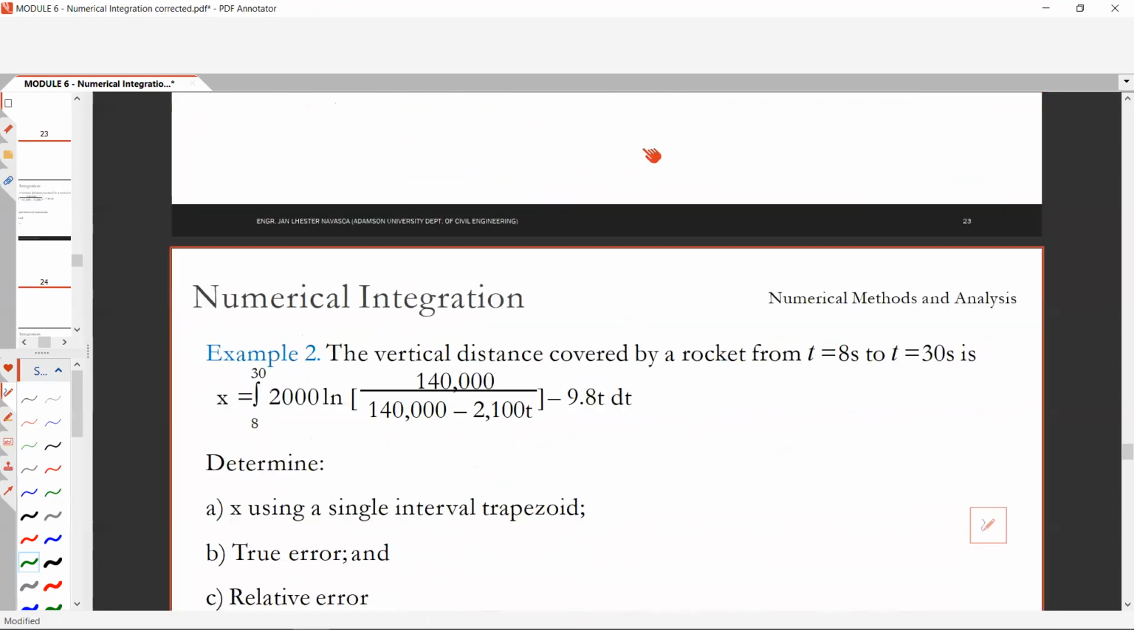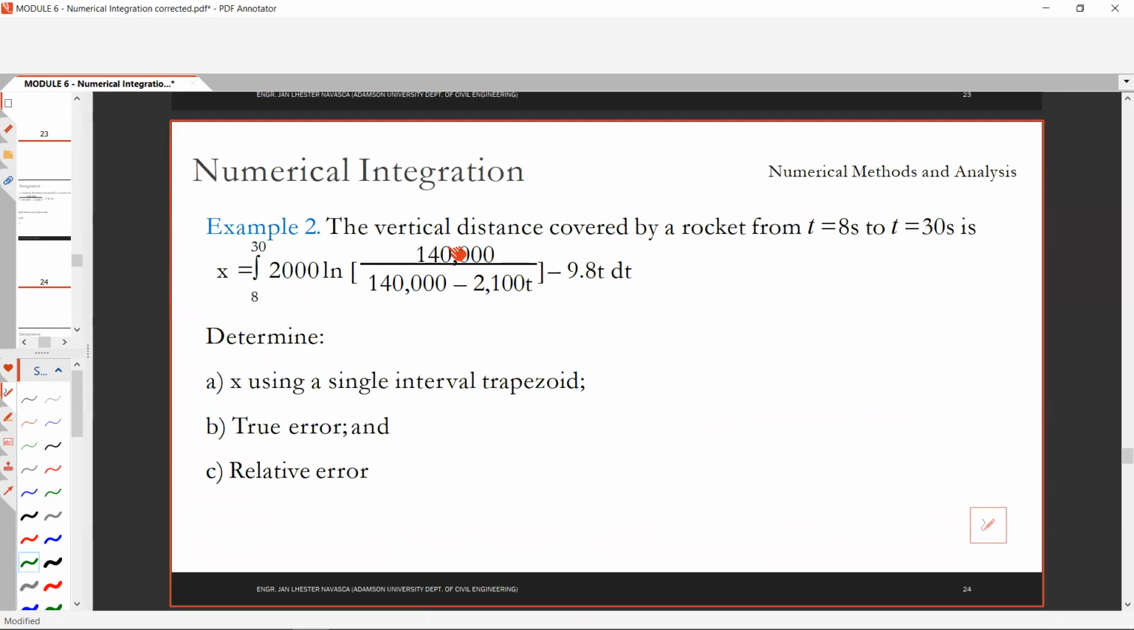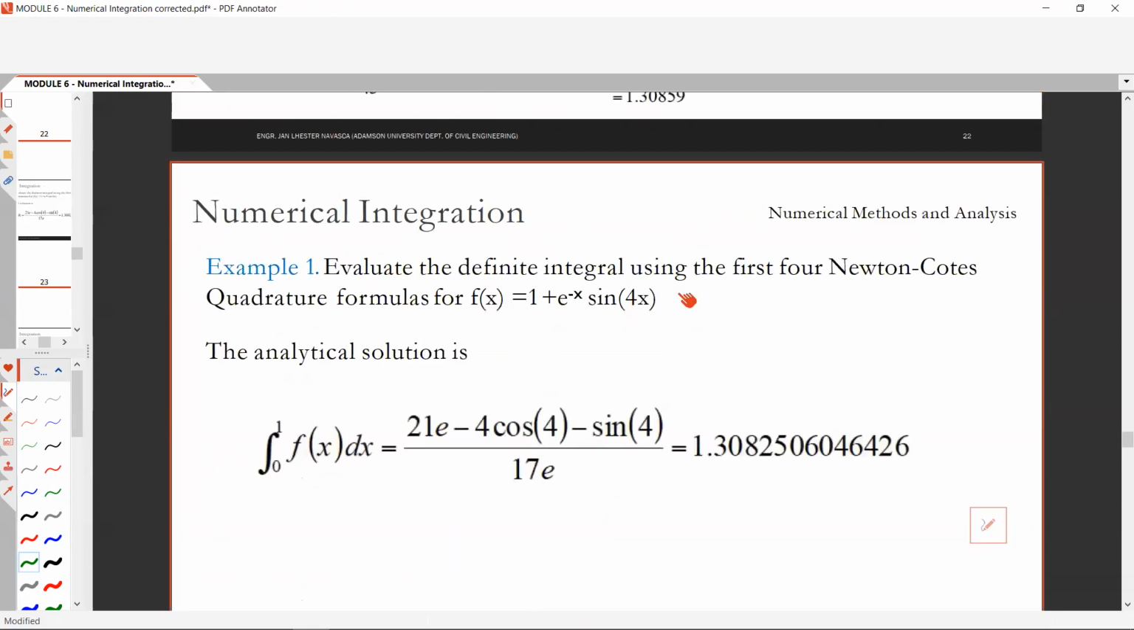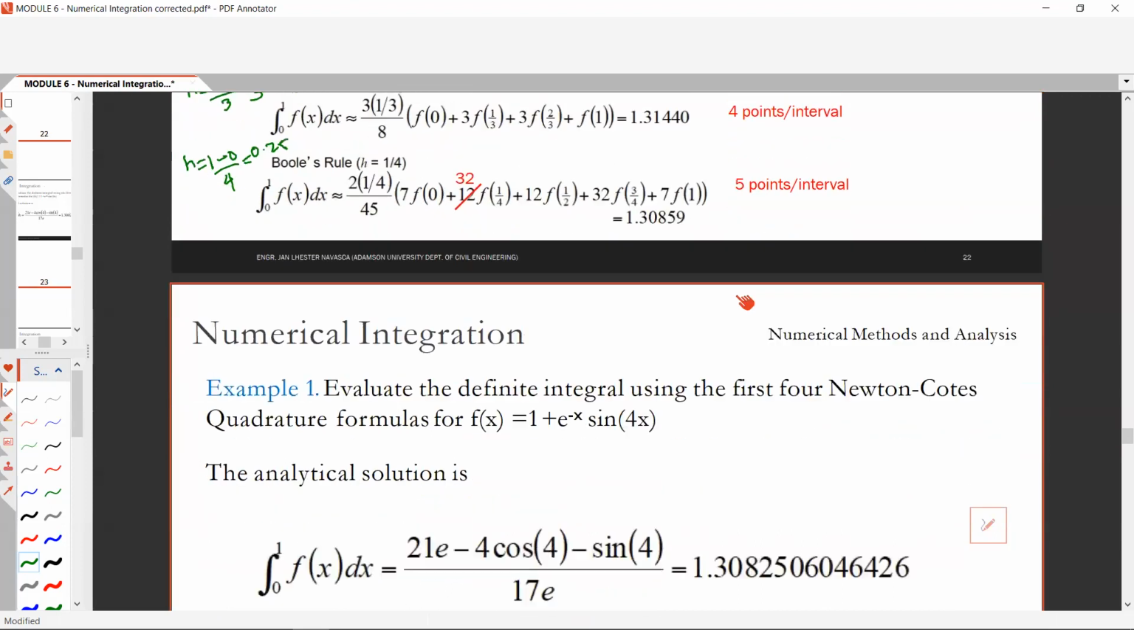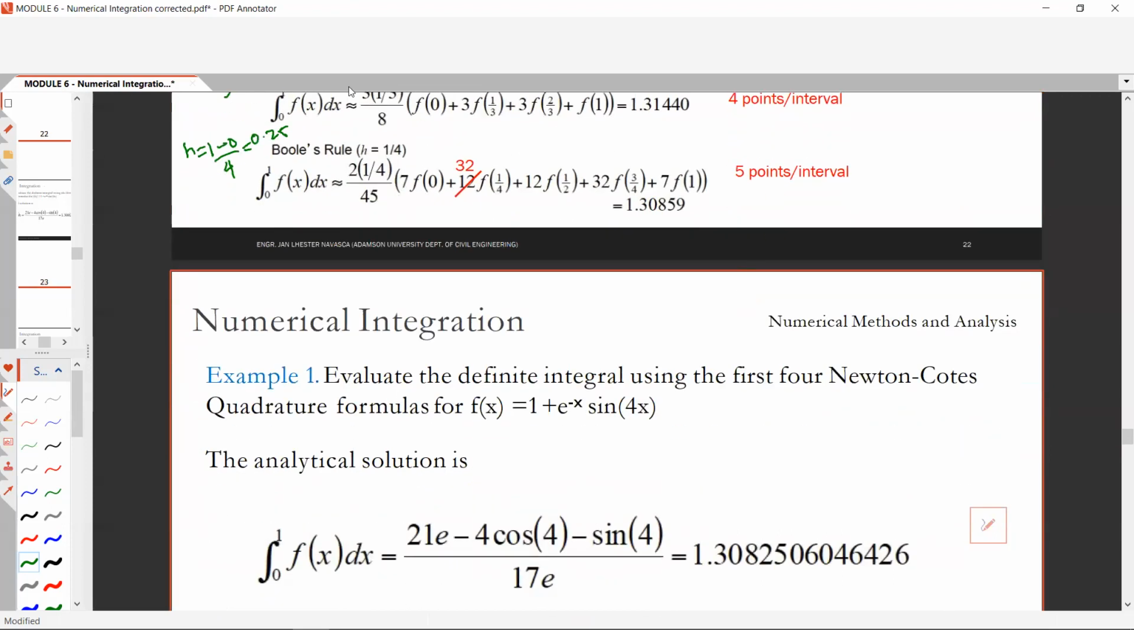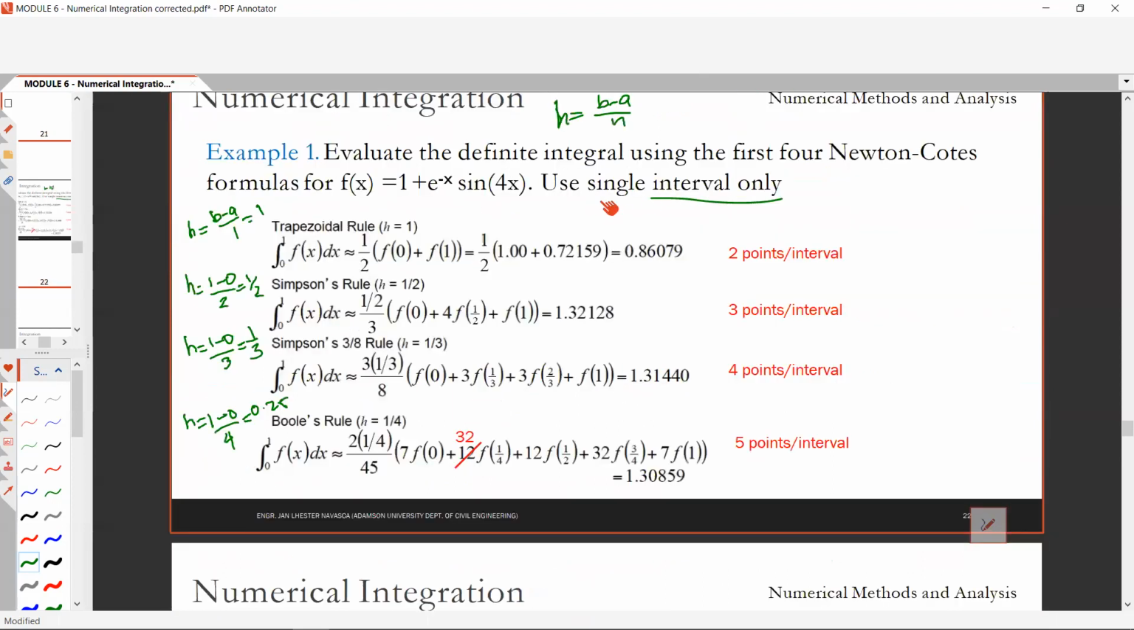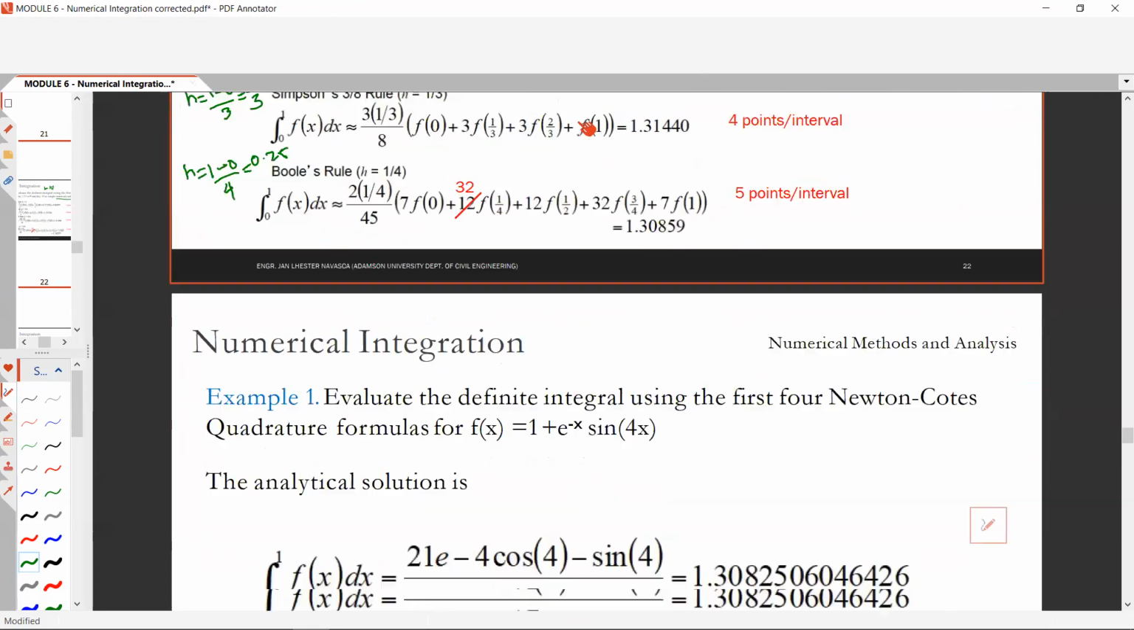Okay. Sige. Next equation is to find the vertical distance by a rocket from time t equals 8 seconds to t equals 30 seconds. Okay, before we start, may question ba kayo dito sa example 1? None po, sir. Okay. So single interval lang naman 'to eh. Single interval lang. Okay?